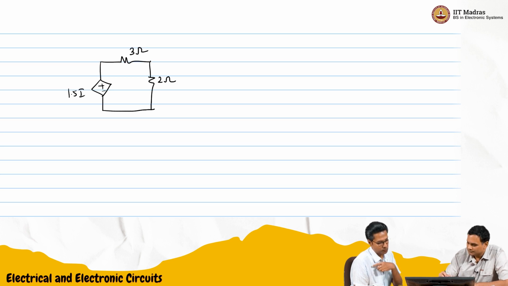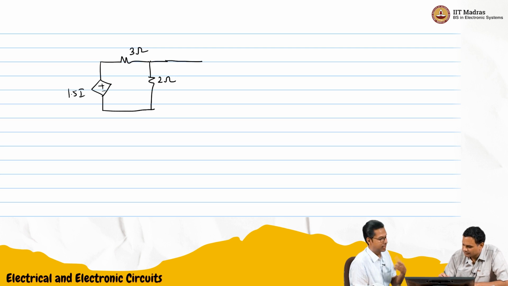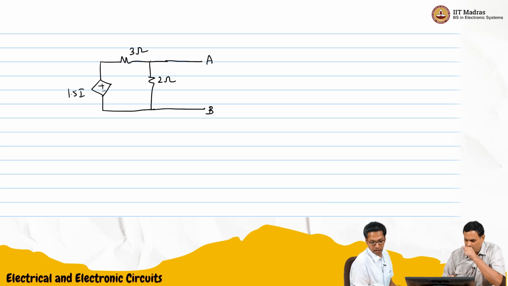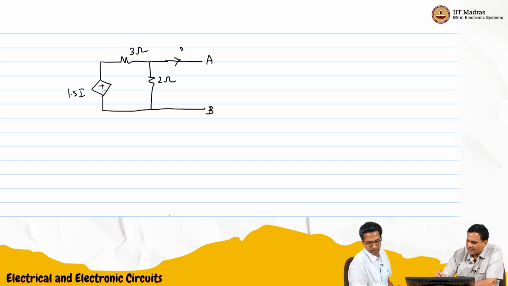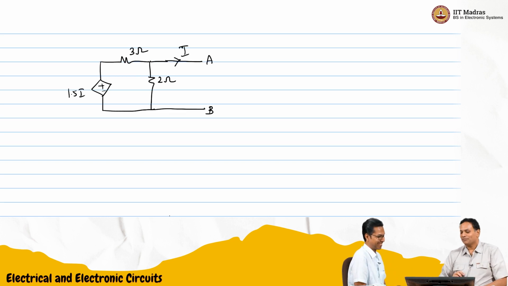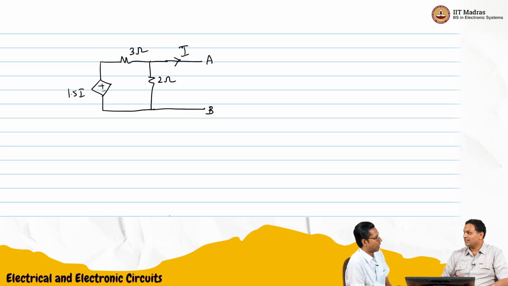Actually, that's the AB. This is AB. And this current I is the current here from the 3 ohm to A, like this. Sorry, here. Yes, this is I. This is an interesting problem, and we need to find the equivalent resistance RTH across AB.